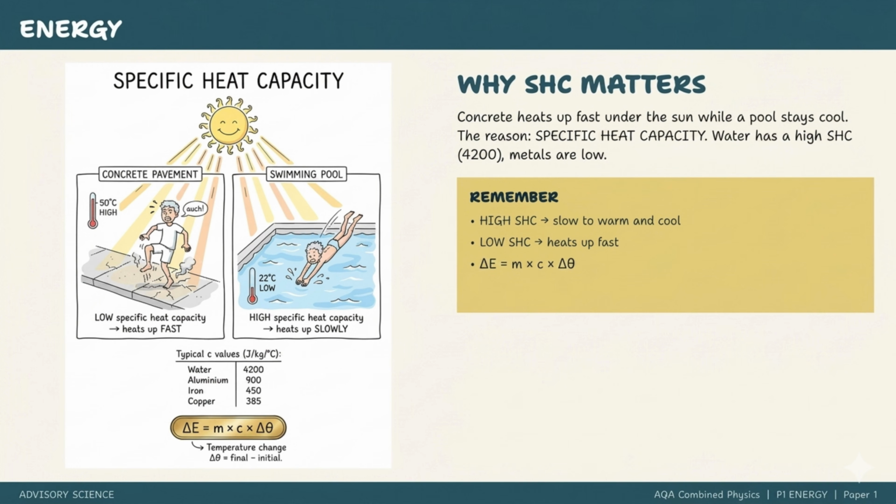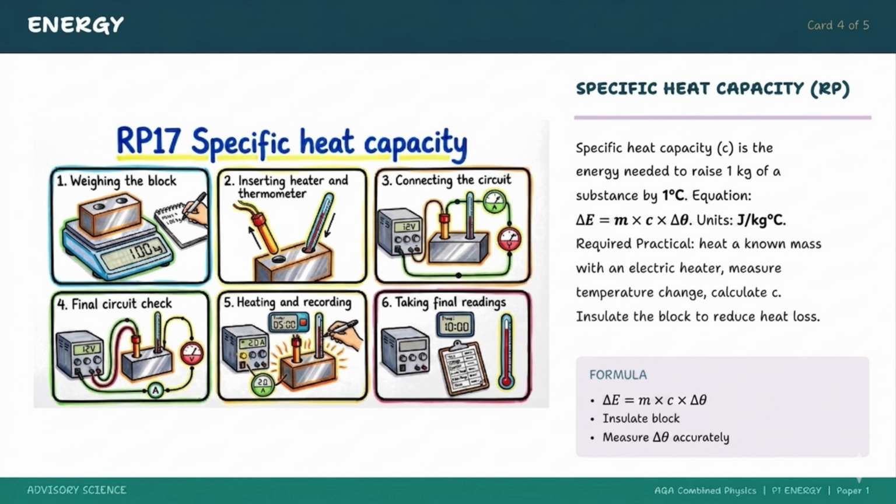warms up, while metals have a low capacity and heat up incredibly fast. The formula states that the change in thermal energy equals mass times specific heat capacity times the temperature change. For the temperature part of the formula, never plug in the starting or ending temperature on their own. You must subtract them to find the difference between them. If water warms up from 20 degrees to 30 degrees, it's the 10 that you use in your formula.